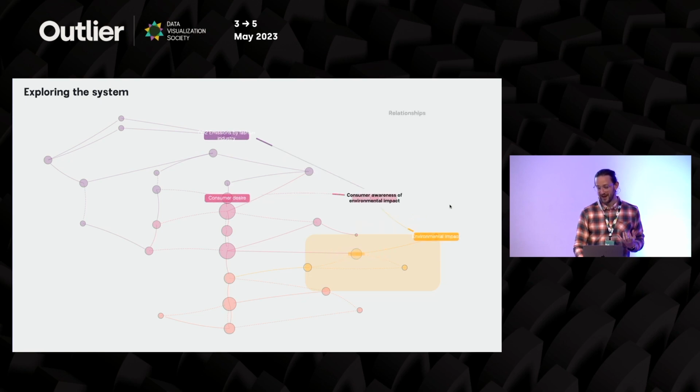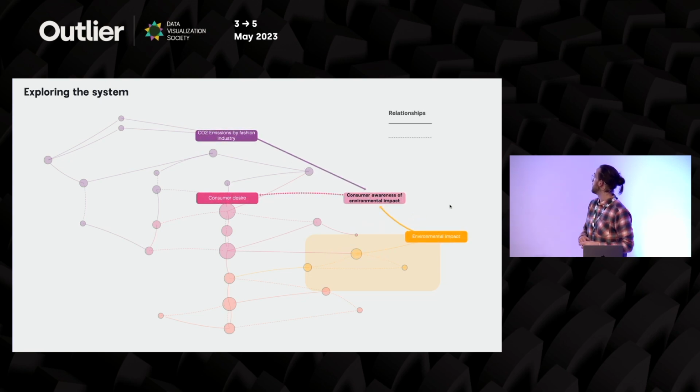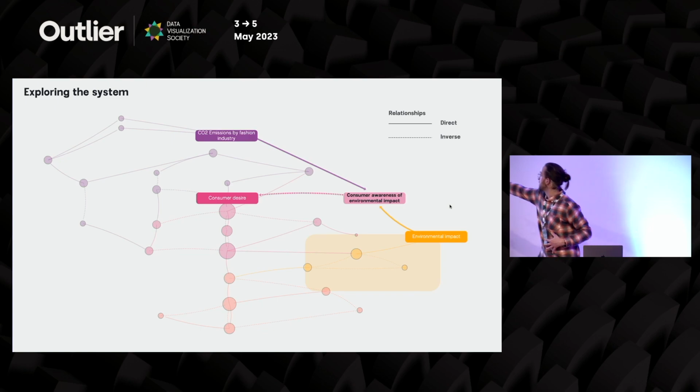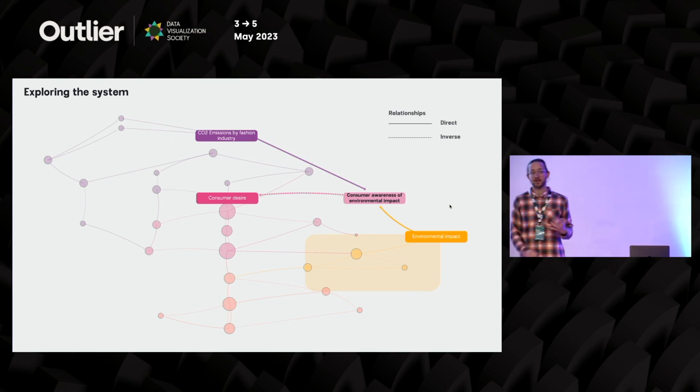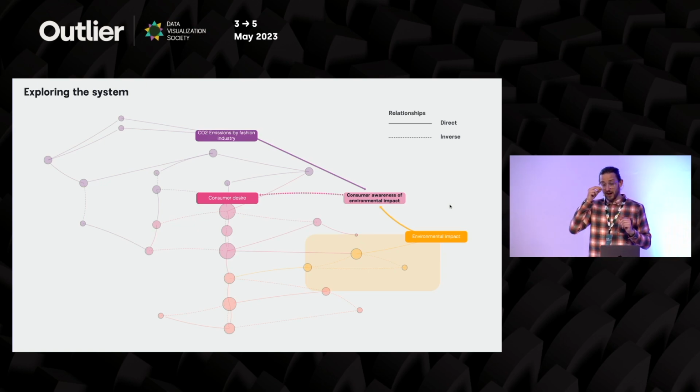Next, we can click on a node, obviously. So clicking on this consumer awareness of environmental impact gives us nodes that are traveling into it and nodes that are traveling out of it. The dashed line denotes an inverse relationship.